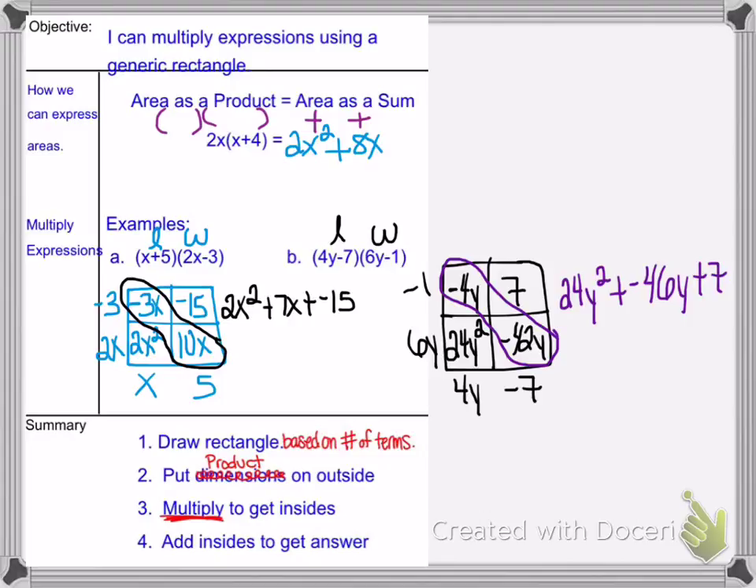Now go ahead and write your summary. You are going to draw rectangles based on the number of terms within the parentheses. Make sure you write it as a product on the outside. So that's placing your length and your width on the outside of your rectangle. Remember to multiply. A lot of students will start adding. We're not adding in the rectangles. We are multiplying. You add the insides to get the answer when you go to write the sum. That's basically saying don't forget to combine your like terms.